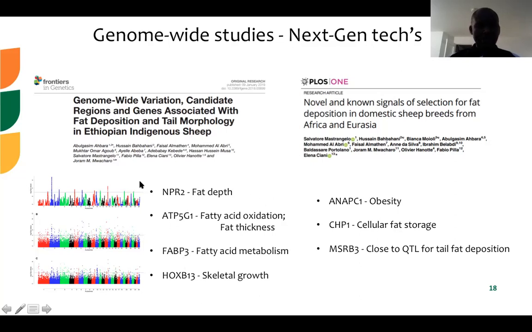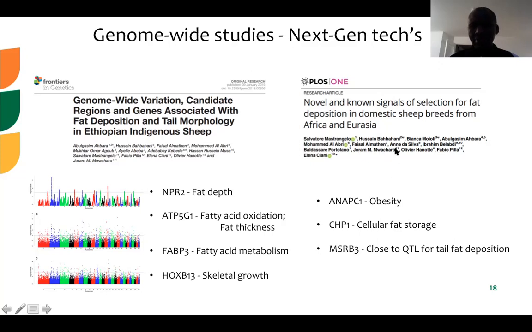In our study, we also found the HOXB13 gene because we used in our study long fat-tailed, short fat-tailed, and long thin-tailed sheep, and we wanted to see whether there are any differences in the tails of these sheep and what is the genetic basis of that. We found one candidate gene, HOXB13, which is associated with skeletal growth, and this could most likely contribute to differences in the length of the tail in the African sheep.